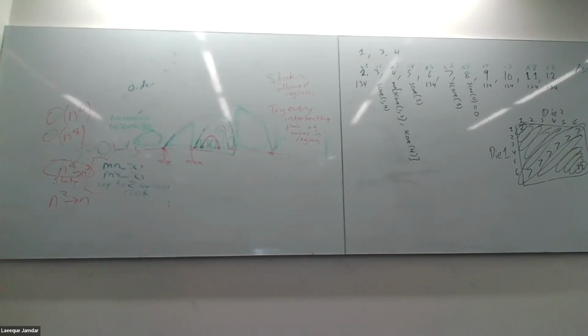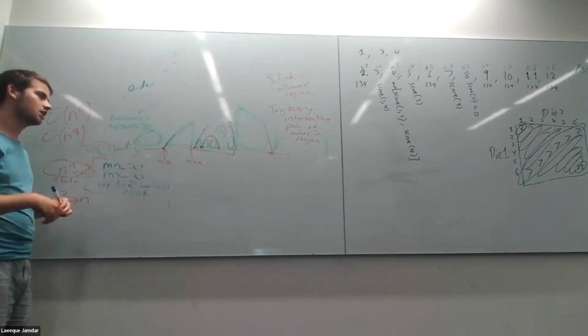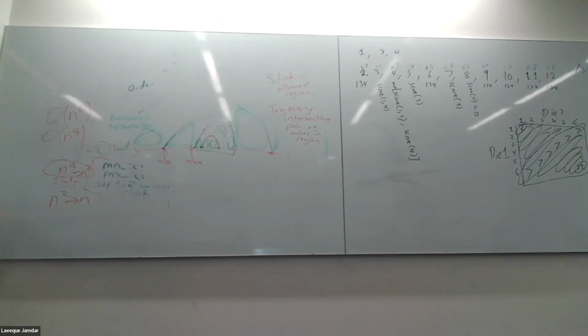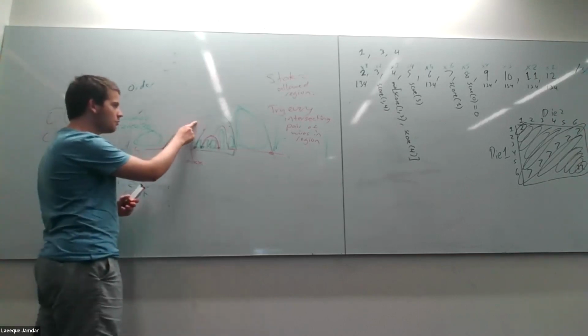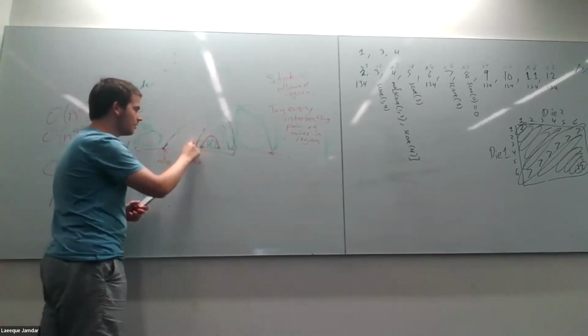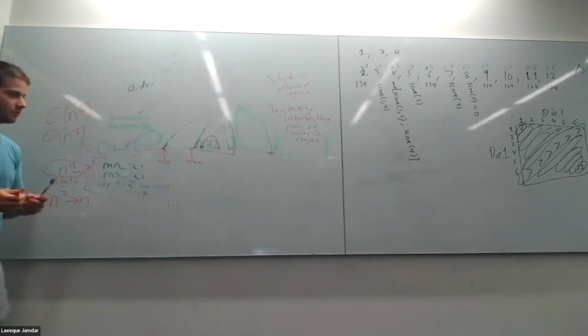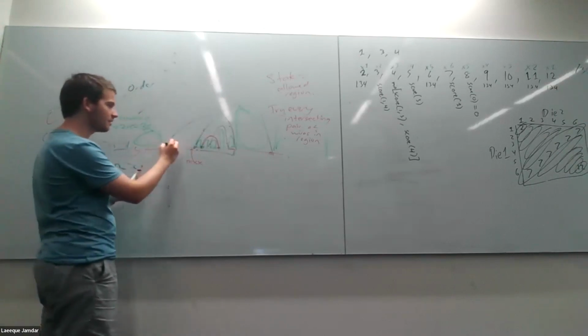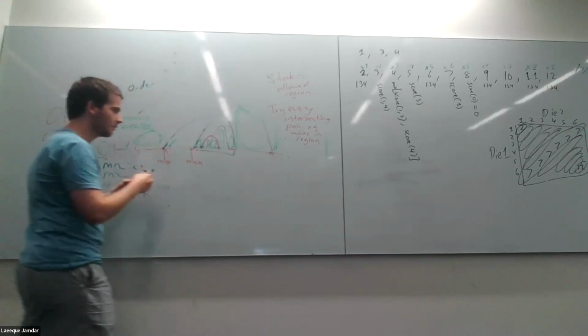To do this, we're going to note, well, the first thing I'm going to do is remove this first green region from our solution. Why? When we do a recursion, we're never going to consider the first allowed region.